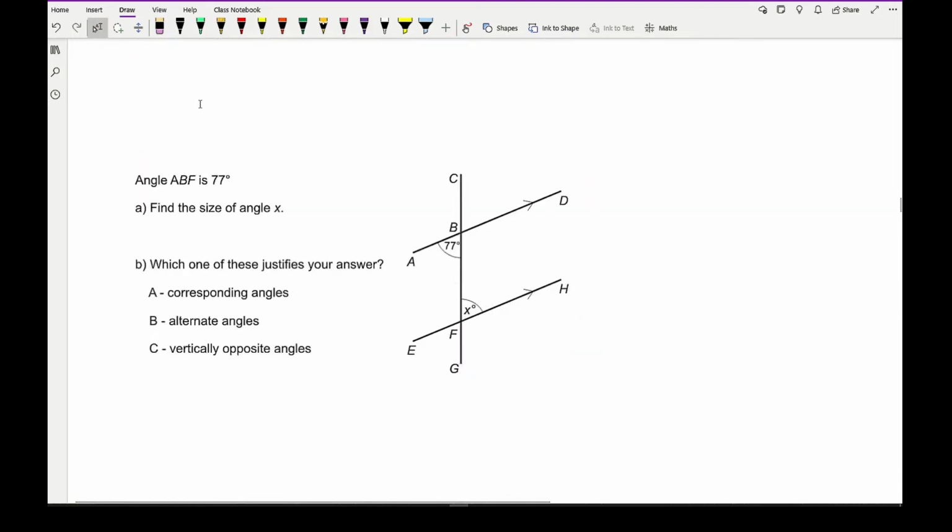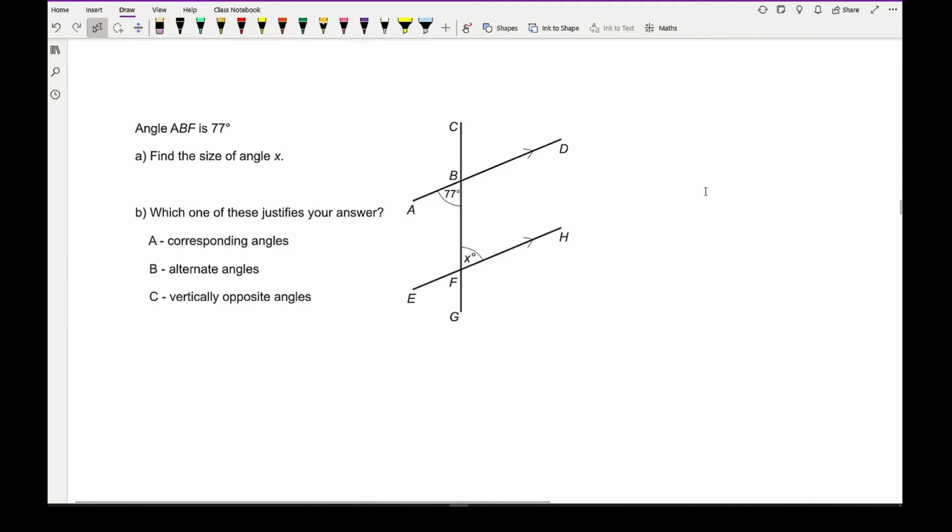So let's move on to another example, again very similar. Angle ABF is 77 degrees and find the angle X. So looking at this, I can see a Z, I can see an F, I can see a C, I can see opposite angles. But ideally, what you want to look for is this. I can see that they are alternate angles. So because they are alternate angles, the angle X is also going to be 77 degrees.